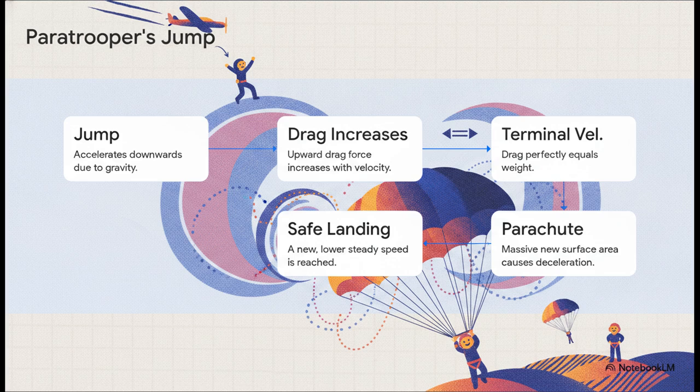Then step 4, they open their parachute. This provides a massive new surface area, creating a huge spike in drag force that causes rapid deceleration. And finally, step 5, a new, much lower steady speed is reached for a safe landing.